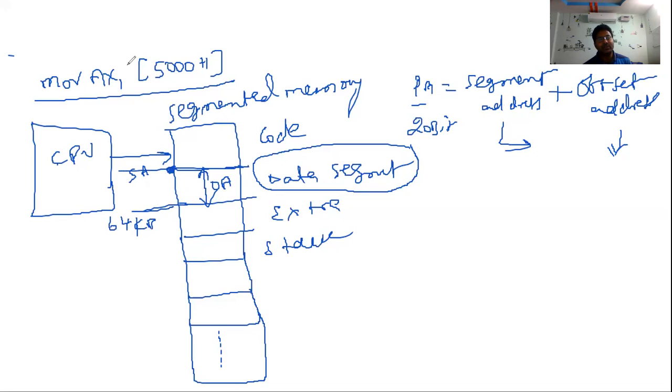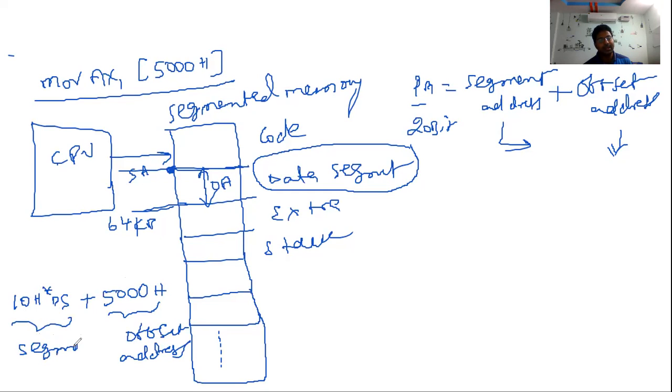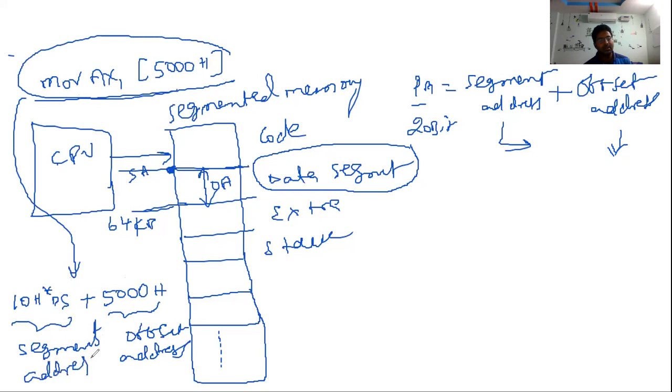That's why for effective address calculation, the microprocessor considers 10H into DS plus 5000H. This is the offset value, this is the segment address. The microprocessor divides the instruction address this way into segment address and offset. You know who can generate this value: the SI or DI registers.